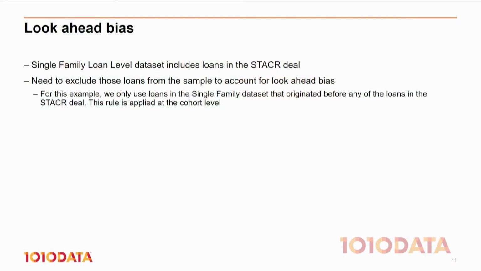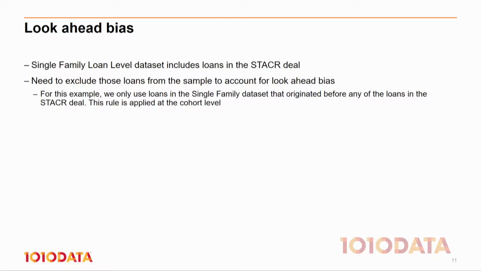And again, I mentioned a little bit about the lookahead bias. The problem is that if you don't take care of this, then your backtesting is going to look extremely good, right? Because we are using the same loans from the Stacker deal that are in the single family to predict the performance in the Stacker deal. So everything will look almost perfect, right?